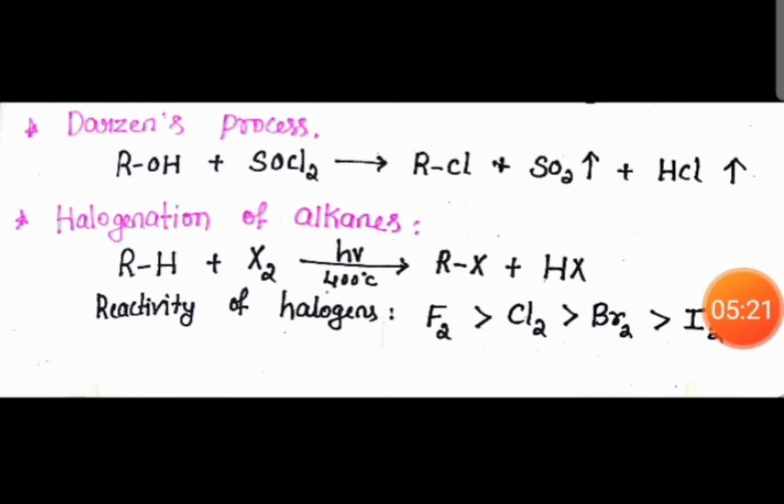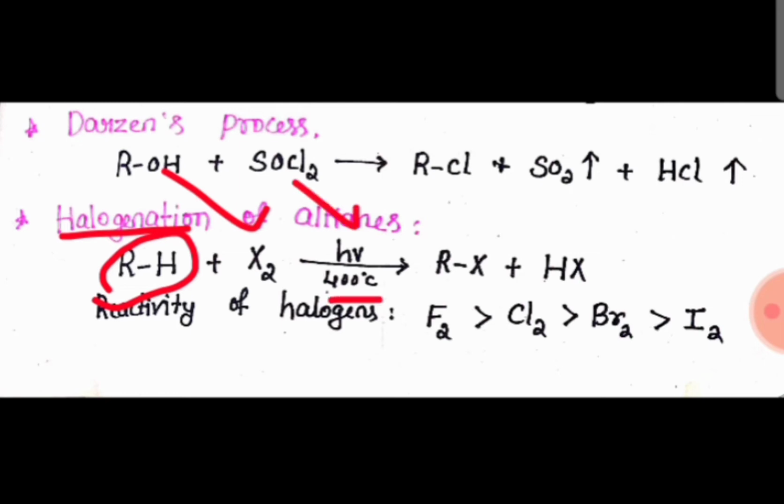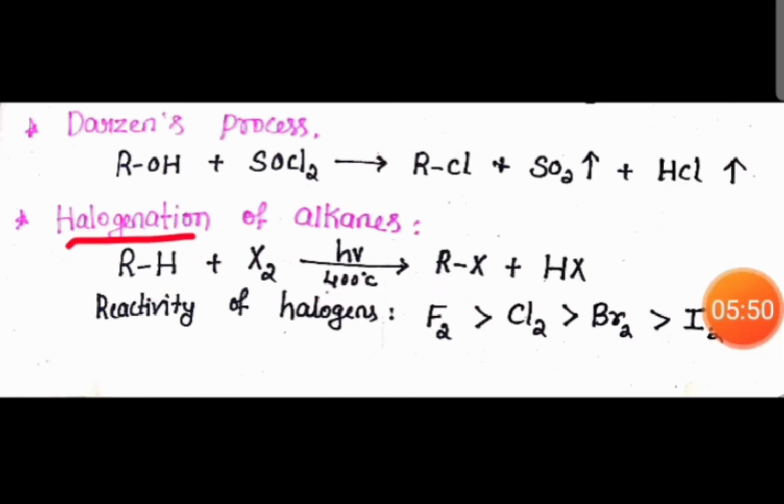The next method is halogenation of alkanes. Halogenation is one of the substitution reactions where alkane, RH is alkane, when we treat with halogen in the presence of light at 400 degrees Celsius, the hydrogen atom is replaced by halogen. We will get alkyl halide, haloalkane, along with the release of hydrogen halide. So here, among halogens in the halogenation of alkane, fluorine is highly reactive and least reactive is iodine.